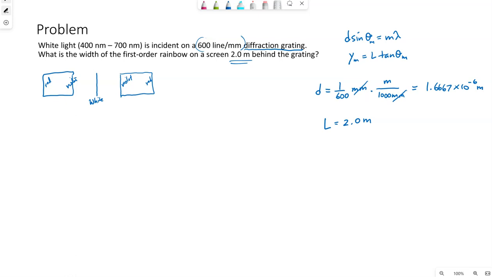So this question, what is the width of the first order rainbow? First order means m equals 1. So the first rainbow we see to the right or left of that center. They're asking us for how wide this is. Now, coming back to our equations, D is the distance between the slits, which we know. Wavelength, well, we have a range of wavelengths. So that's also why we get a range of how far they diffract and spread out on the screen.